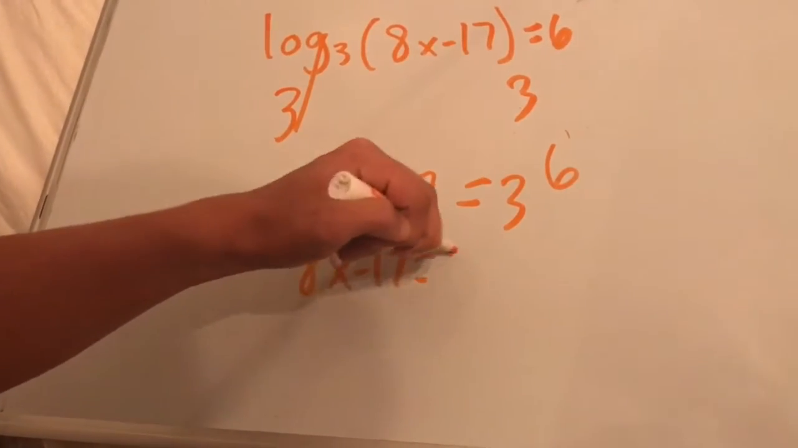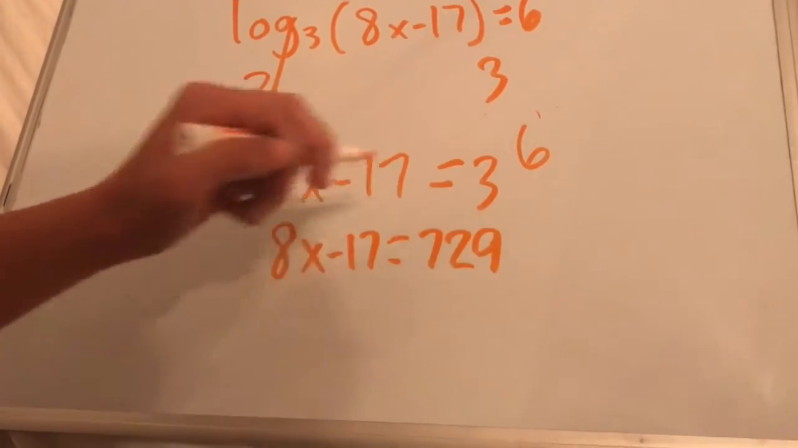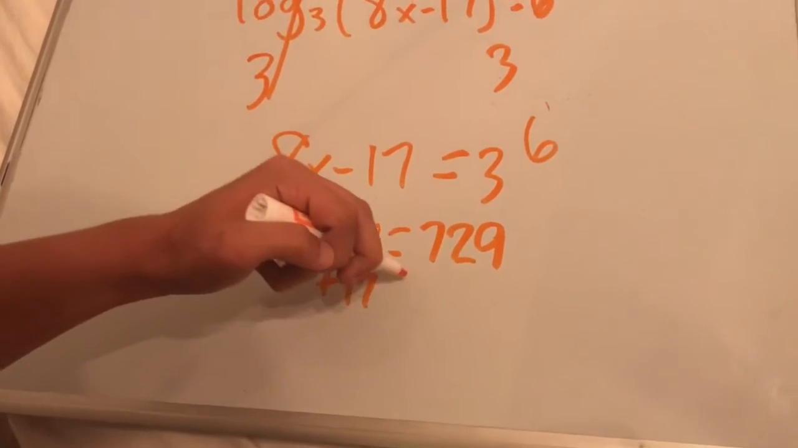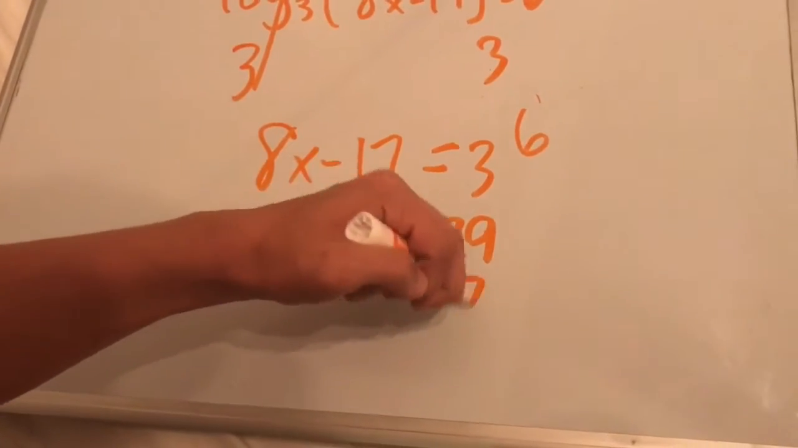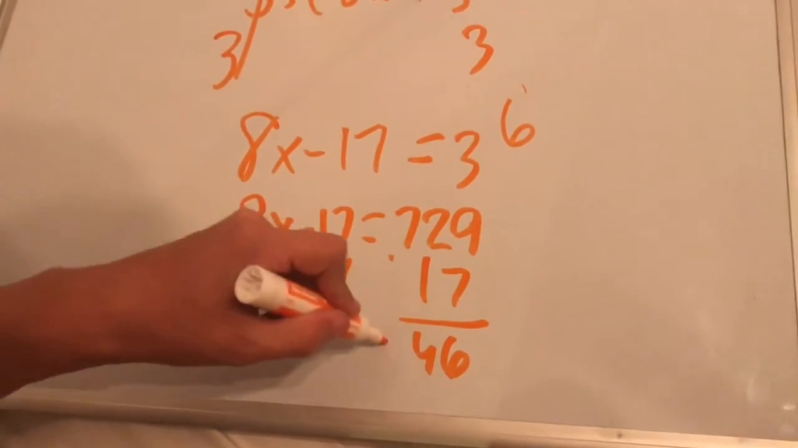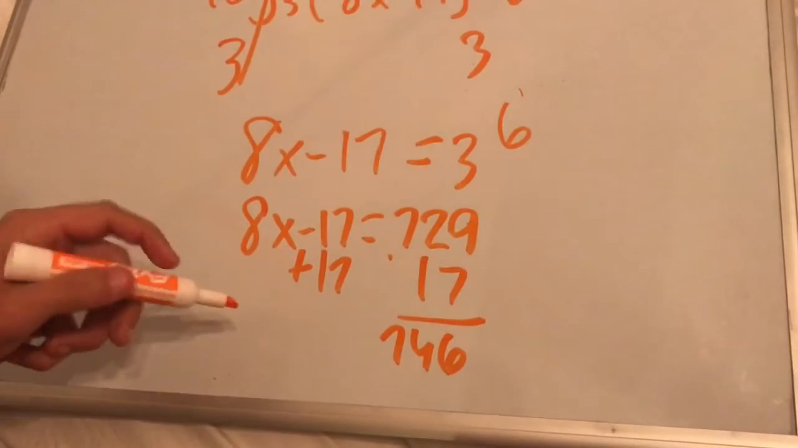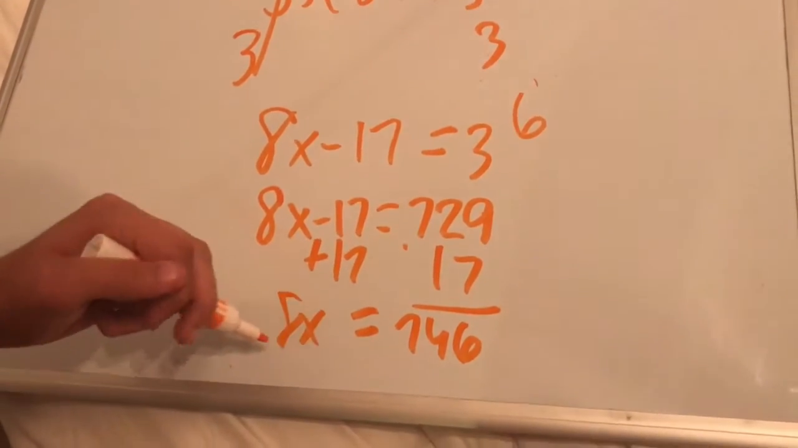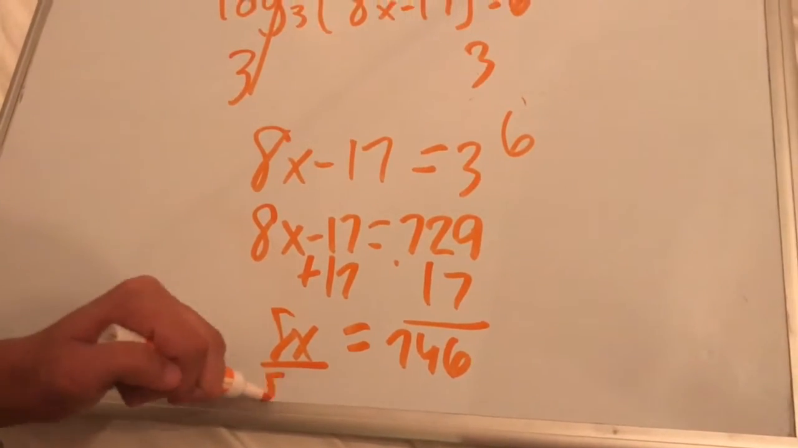So it would be 8x minus 17 equals 729. And then you're going to isolate the x, so you can add 17 to both sides. You're going to get 746, 8x equals 746, and then you're going to divide by 8.